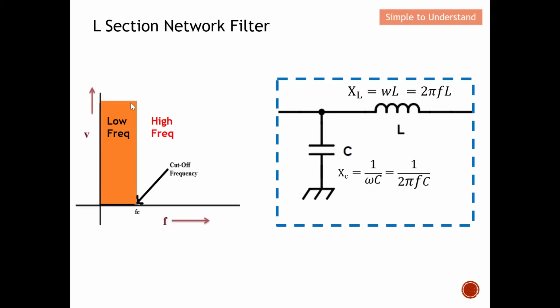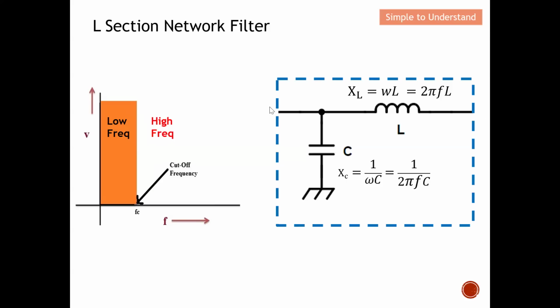This diagram shows the frequency response of a low-pass filter. From this diagram, you can see that all the signals at low frequency will be allowed to pass, while all the signals at high frequency will be attenuated and removed. Let's take a look at this L-section network filter. On the left will be the filter input. On the right will be the output of the filter.